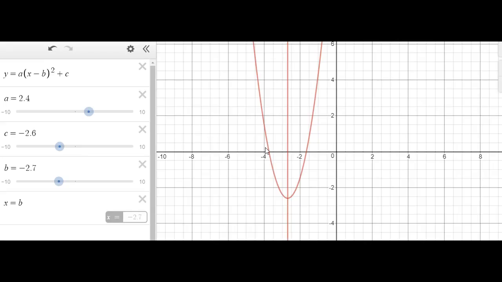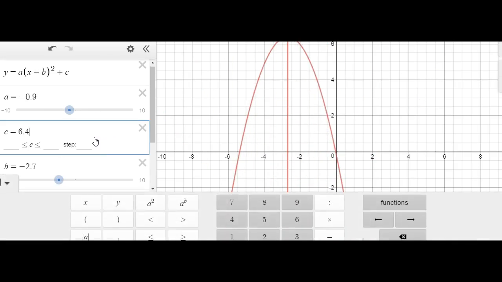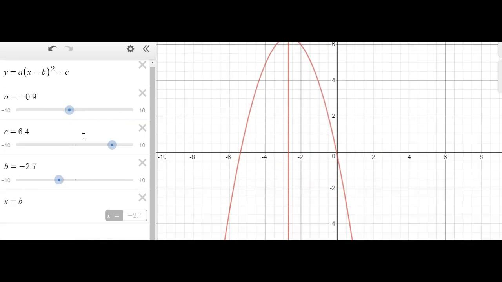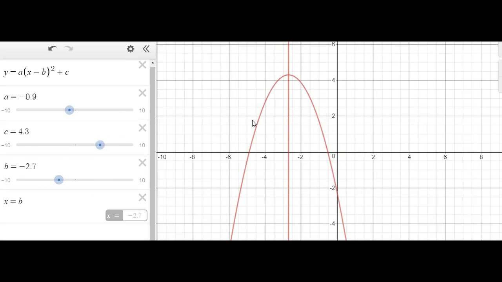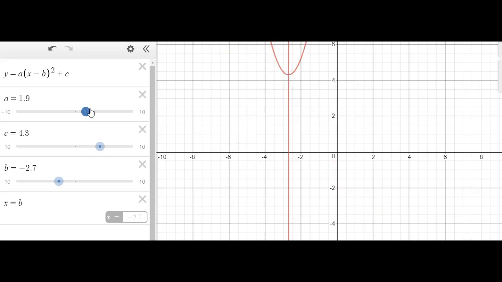This one is opening up, so this point is the minimum, the lowest we can get. Now if we change this a, now our graph is opening down. So this becomes the maximum value, the highest point that we get, and then it starts to go back down. So the vertex is either the maximum or the minimum, depending on if it opens down like this one, or opens up like that one.